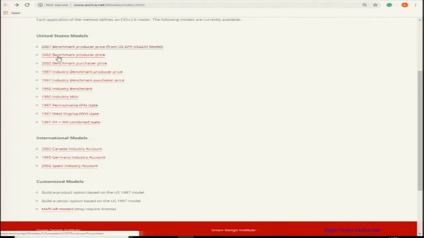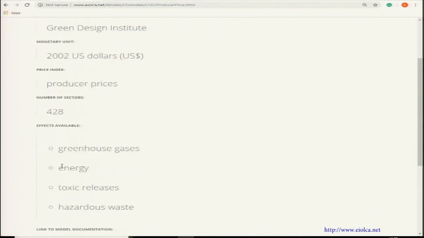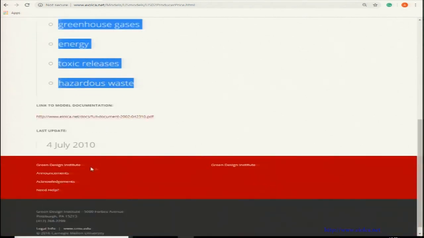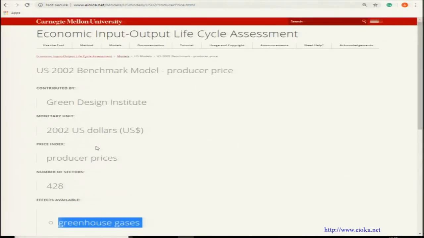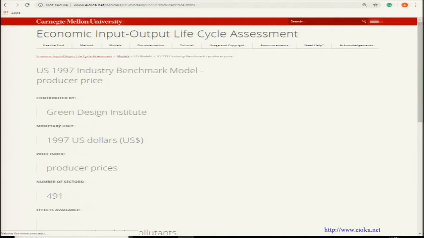The other model, the 2002 producer price model, has 428 sectors. More sectors are there and more effects are also available there. But the data might be a little outdated because this was last updated on 4th of July 2010. And this is the most used model these days as well. The 2002 benchmark model is being used, and there are previous models as well which have a lesser number of sectors, and the data is also old.